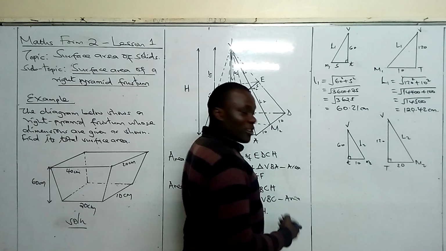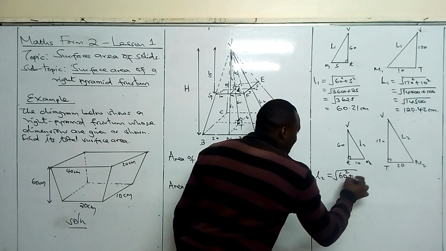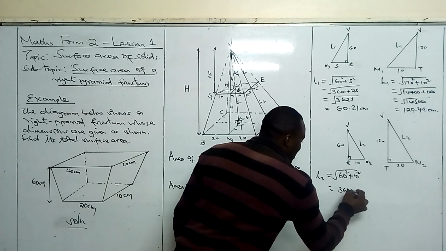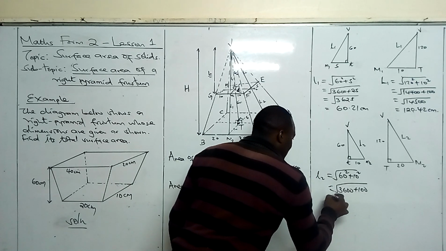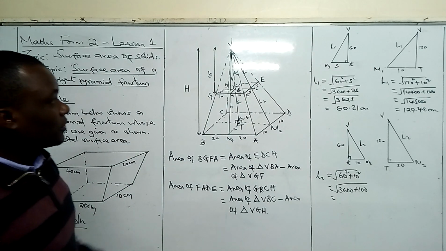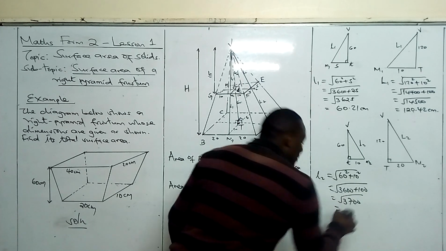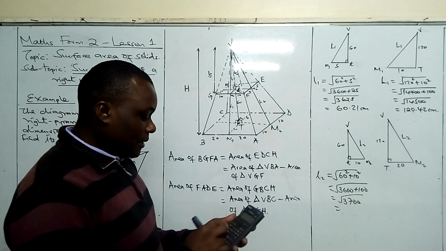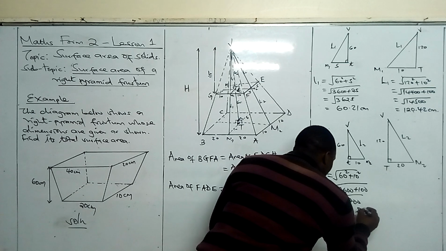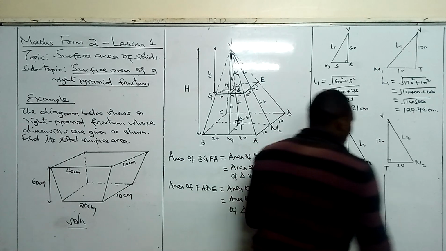Using Pythagoras theorem, L2 is equal to the square root of 60 squared plus 10 squared, which gives us 3,600 plus 100. So how much do we get? This gives us 3,700. The square root of 3,700 becomes 60.83 centimeters. So on the other side, let's find capital L2.